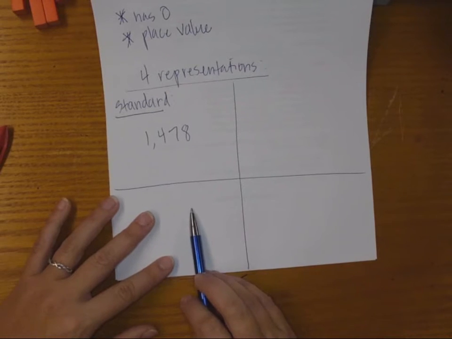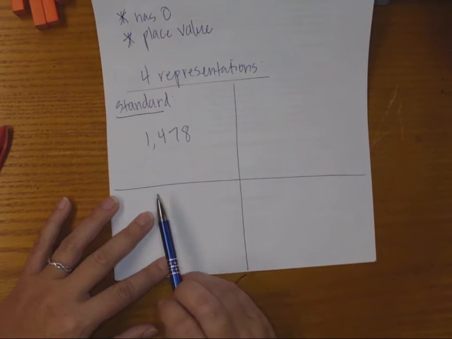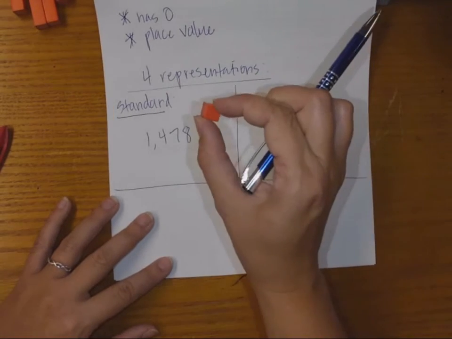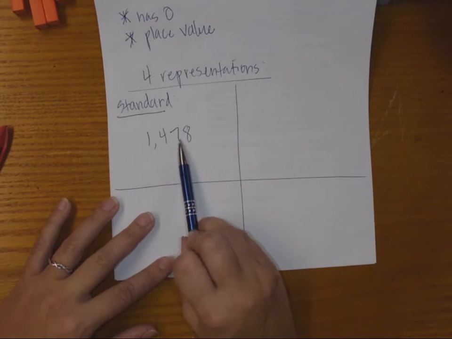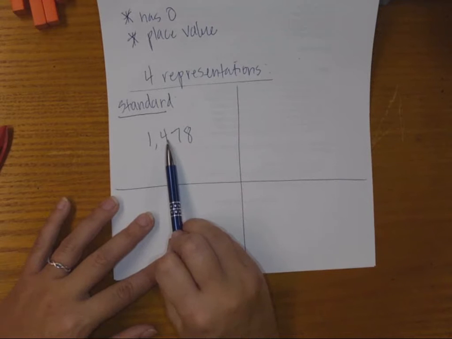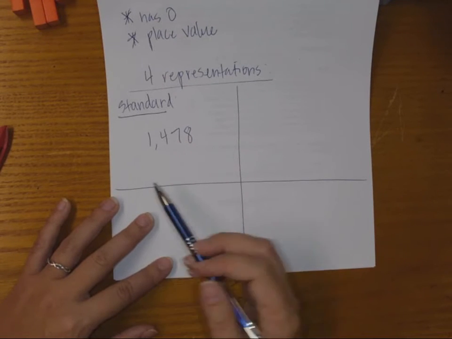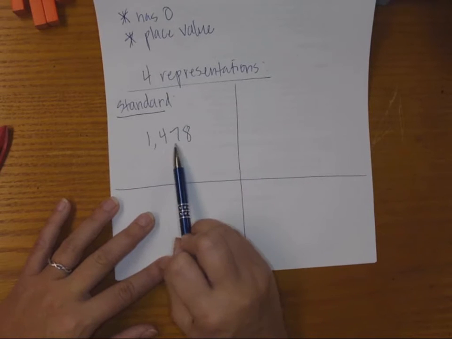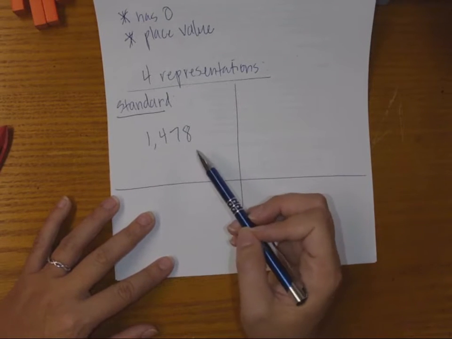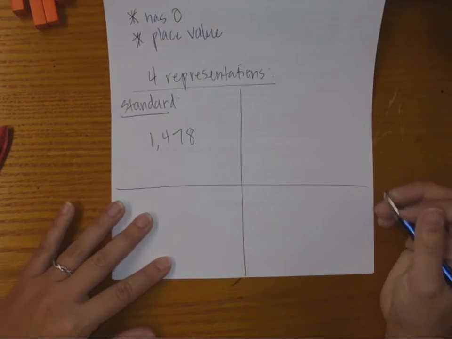So place value. How many 1s do I have in this number? How many units of these do I have? I have 8. How many 10s do I have? I have 7 10s. How many hundreds do I have? I have 4 hundreds. And how many thousands do I have? I have 1,000. Okay, so the digits represent how many of that place value that you have.